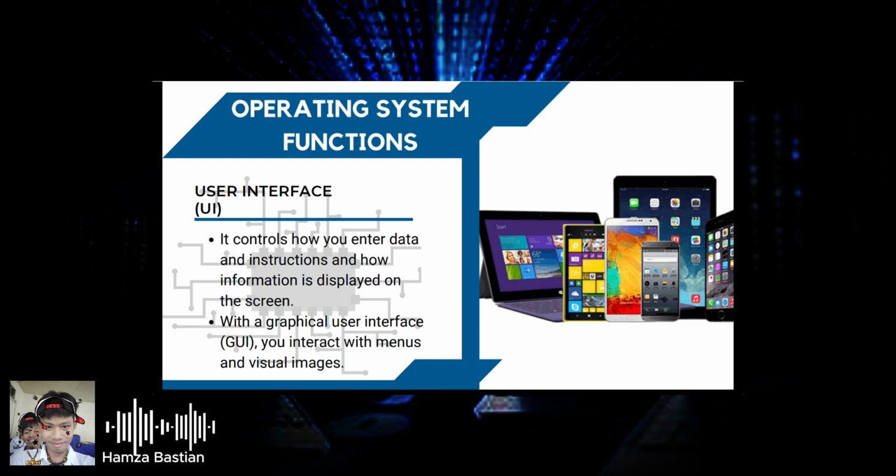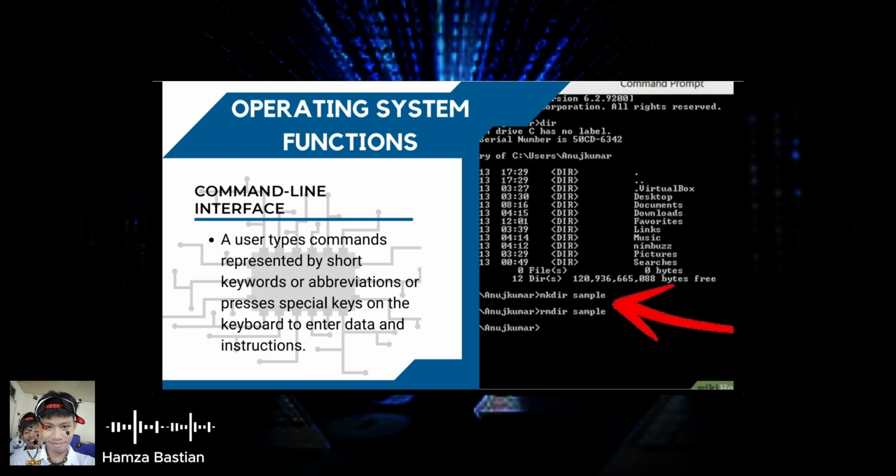User interface, or UI. It controls how you enter data and instructions and how information is displayed on the screen. With a graphical user interface, or GUI, you interact with menus and visual images. Command line interface: a user types commands represented by short keywords or abbreviations, or presses special keys on the keyboard to enter data and instructions.